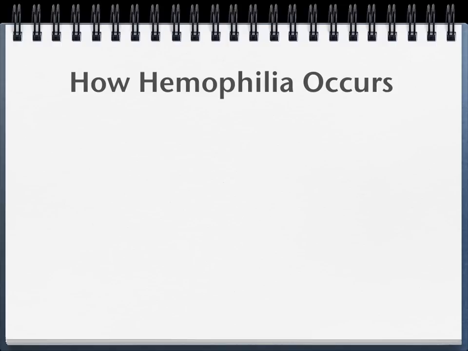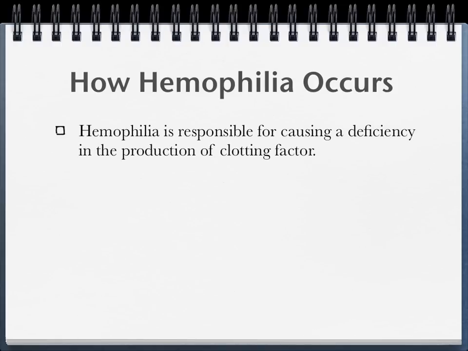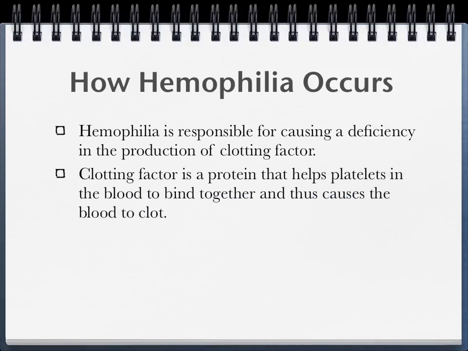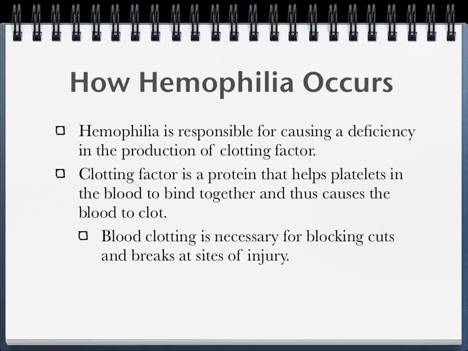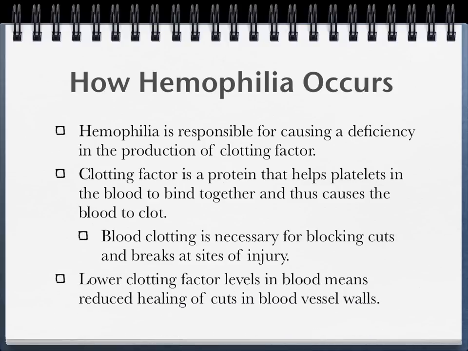How hemophilia occurs. Hemophilia is responsible for causing a deficiency in the production of clotting factor. Clotting factor is a protein that helps platelets in the blood to bind together and thus causes the blood to clot. Blood clotting is necessary for blocking cuts and breaks at sites of injury. Lower clotting factor levels in blood means reduced healing of cuts in blood vessel walls.